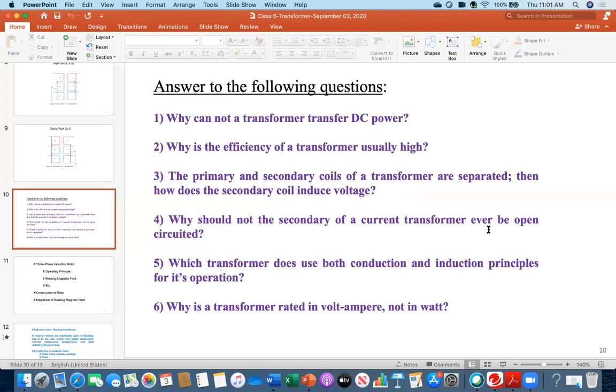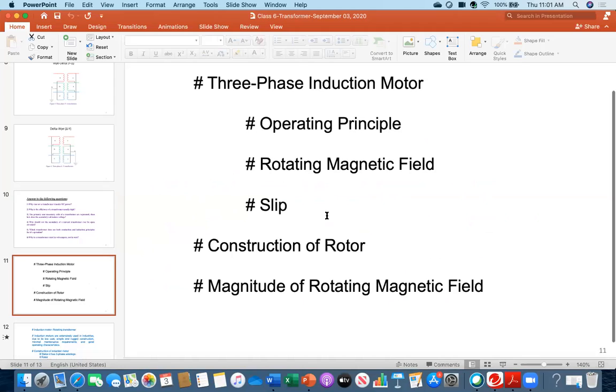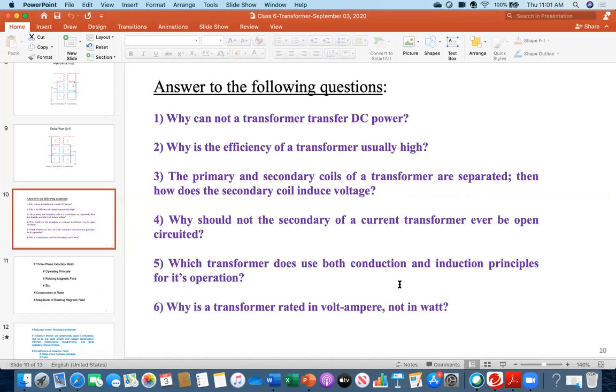Okay, so I think it's already 11. Although I had the plan to start the induction motor chapter, I am not going to start, because if I start, then it will take a long time. So I want to conclude here today. With that, does anybody have any questions or comments? No questions. Okay. Everything makes sense.